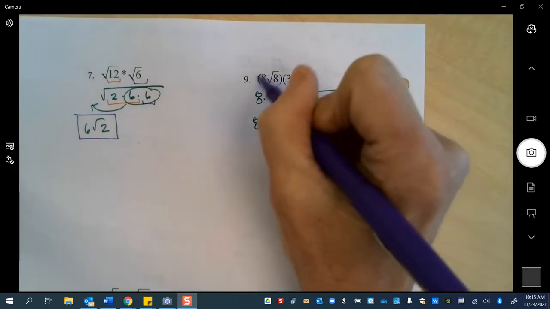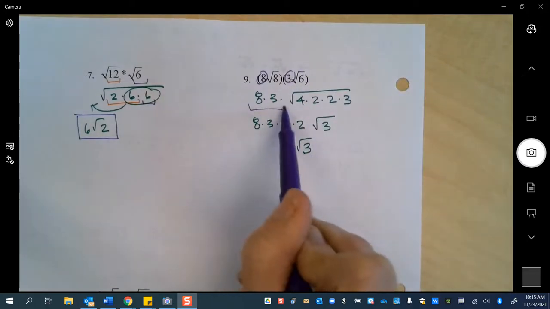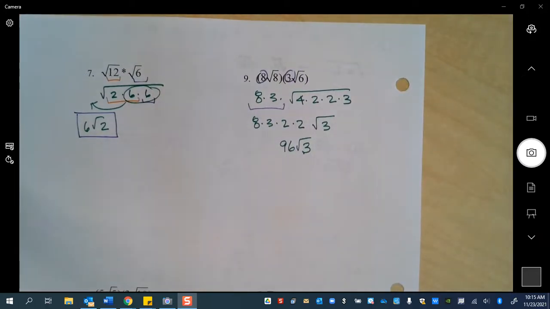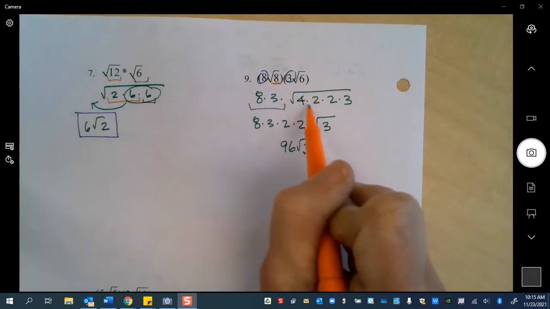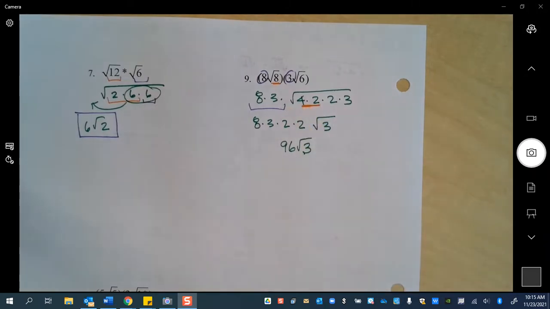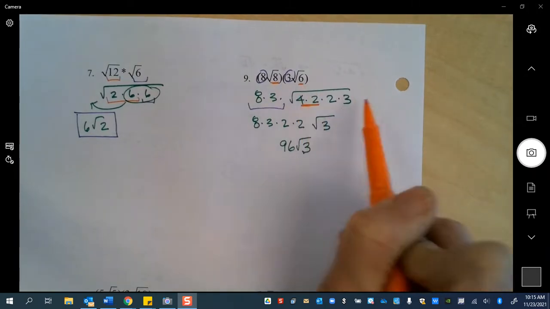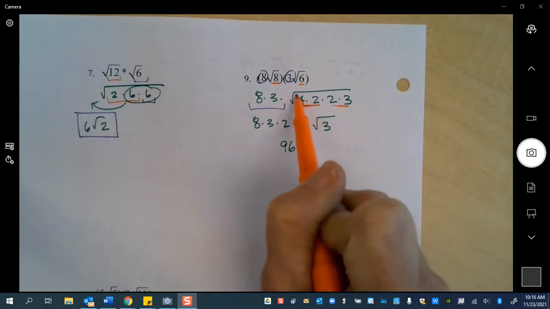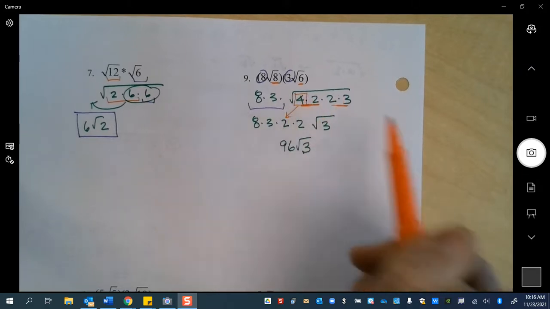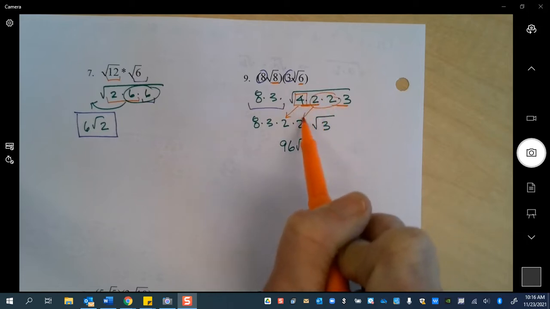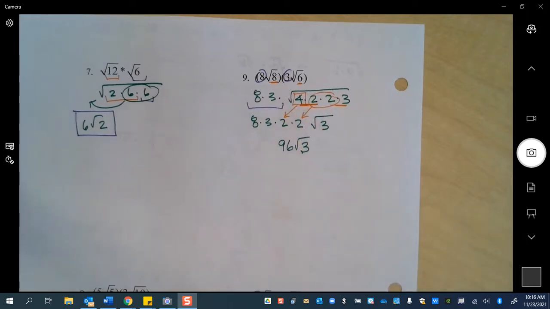I like to pick out my coefficients, 8 and 3, and bring them out front. And then I put everything under the same radical sign. Notice I don't call this 8. I call it 4 times 2. I don't call this 6. I call this 2 times 3. Because here's a perfect square, it comes out as 2. Here's a double factor, it comes out as 2. So I set myself up for getting it done in as few steps as possible. The fewer steps you take, the fewer mistakes you risk making.